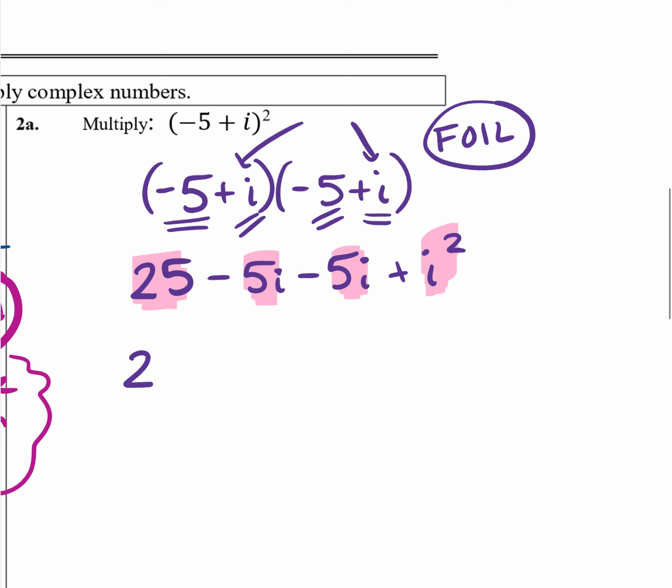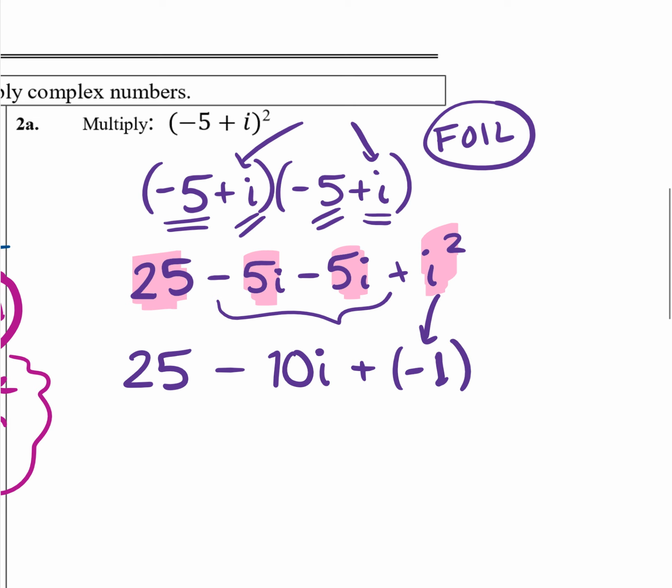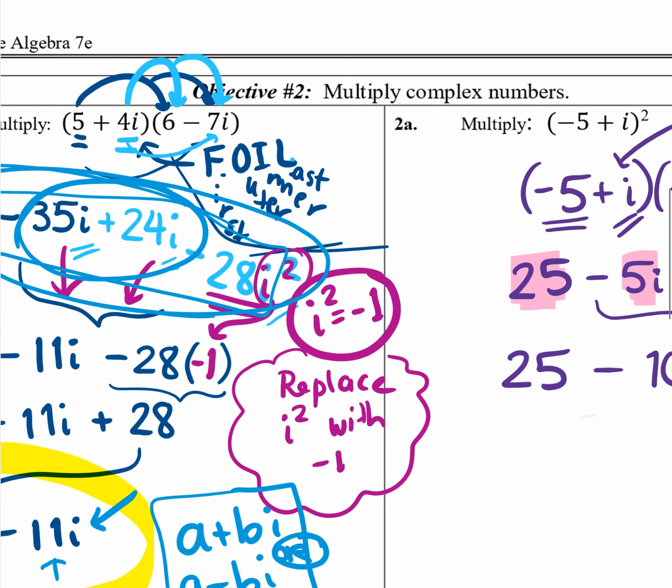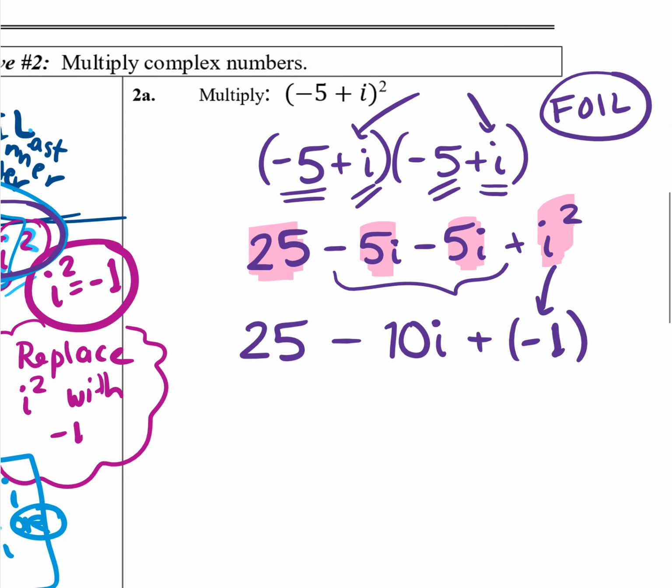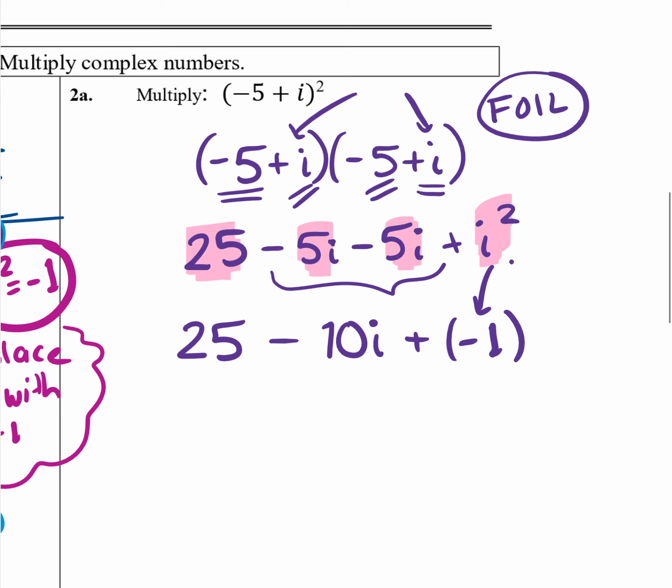So the first term is real. We'll just carry it down, because right now it's not obvious if it has a like term. But the two middle terms are like terms. We have a negative 5i minus 5i. That'll be negative 10i, or minus 10i, however you want to say it. But remember that i squared is equal to negative 1, so we're just going to replace it with negative 1. And if it had a coefficient, like in the last problem, remember it was negative 28 i squared? The negative 28 stayed, but the i squared was replaced with negative 1. But this time there's nothing in front of the i squared, so it's just replaced outright.